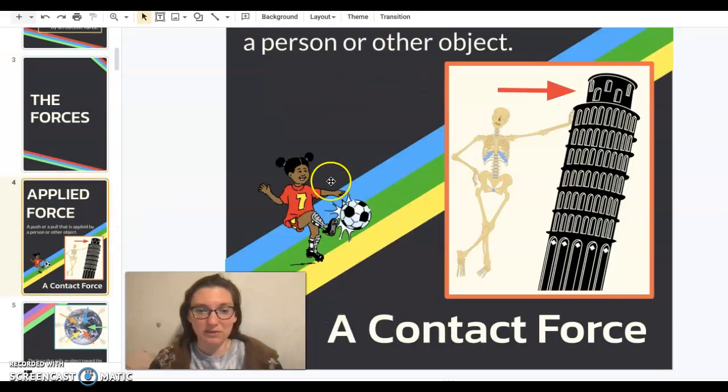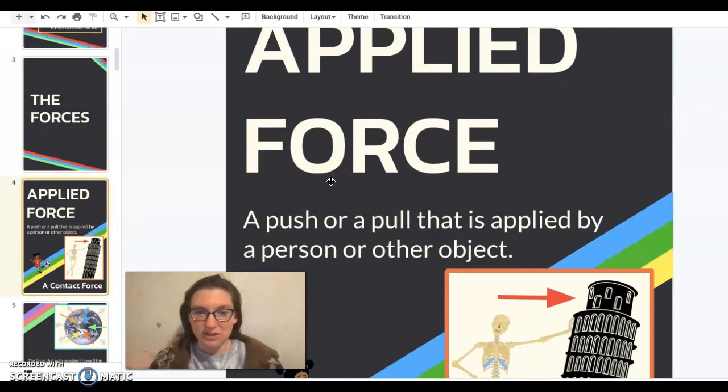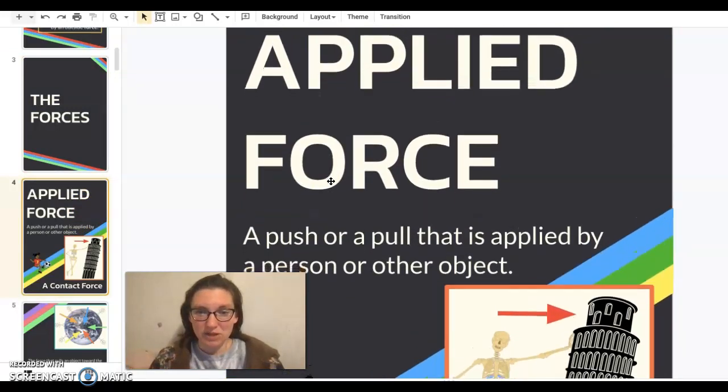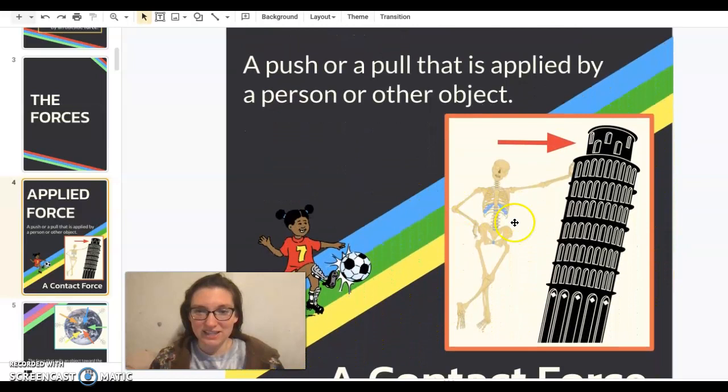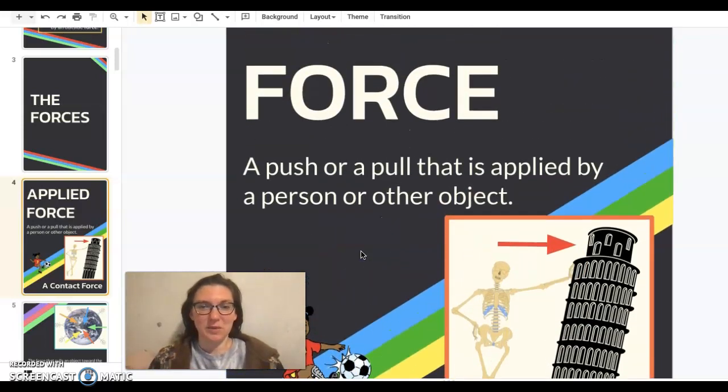We have the applied force, which is a push or pull that is applied by a person or other object. So for example, this skeleton is pushing over the Leaning Tower of Pisa, and that's the applied force there. And this girl is kicking the soccer ball, so they are both applying forces to an object.